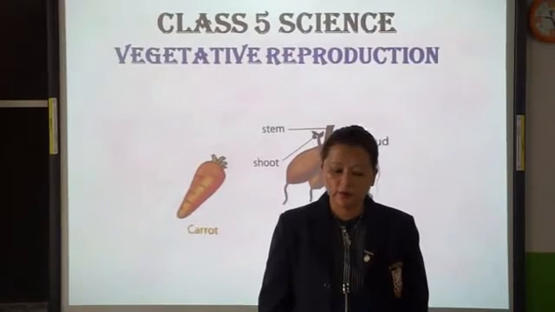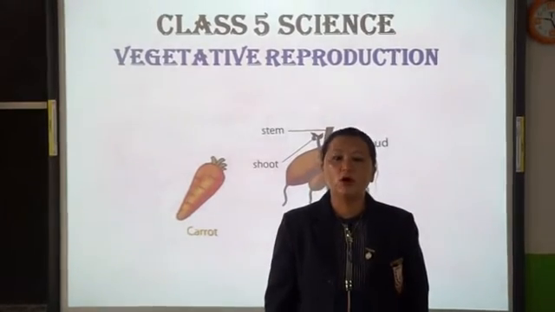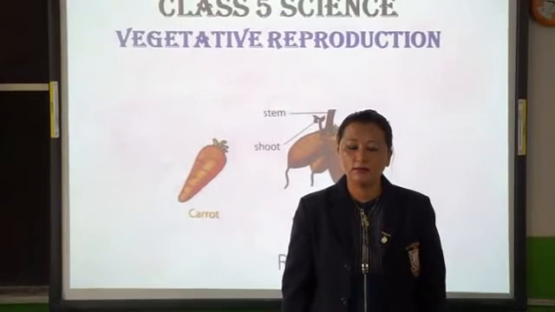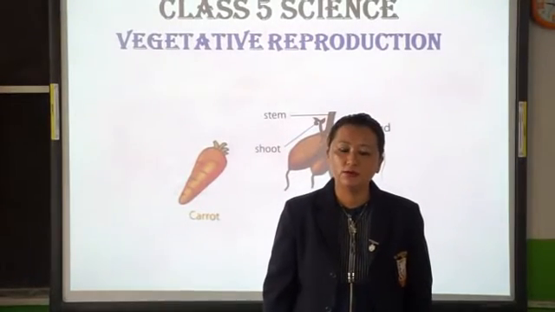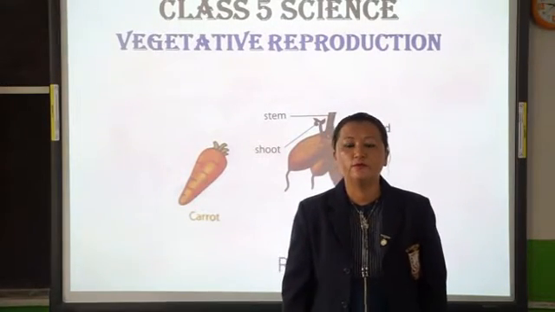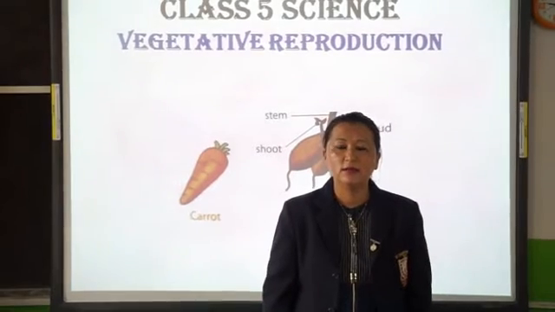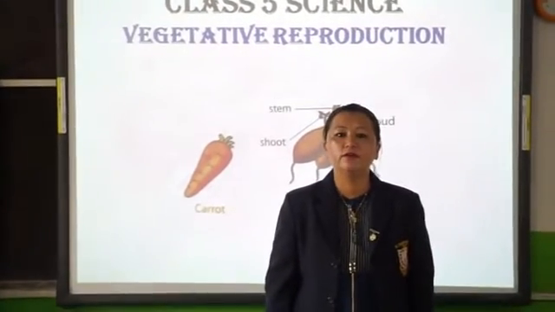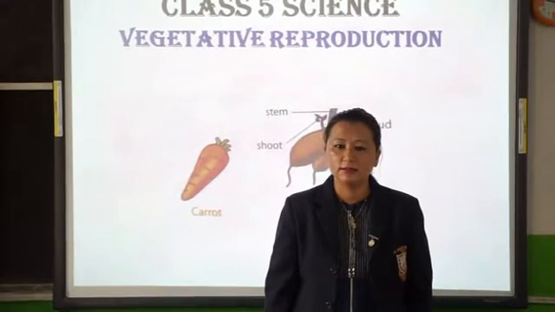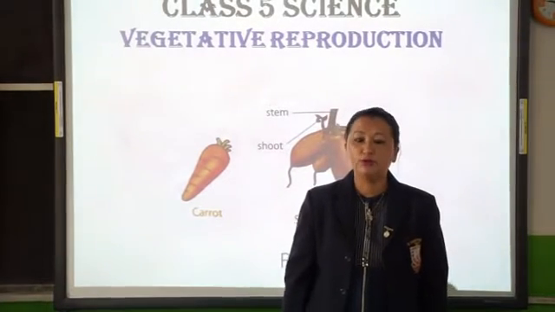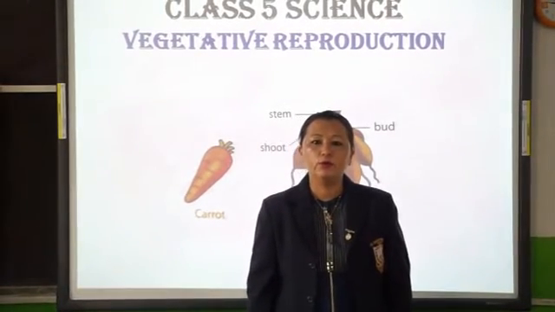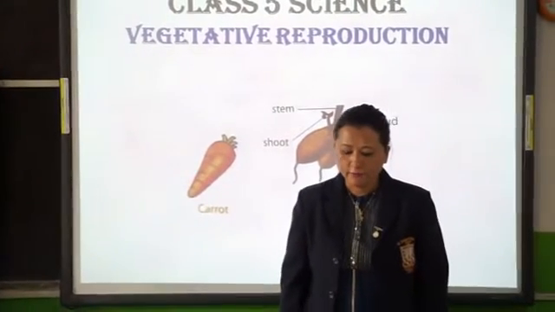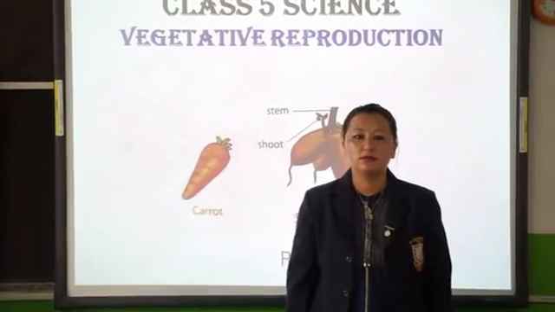Now, in the previous class, we studied all about sexual reproduction in plants: fertilization, formation of fruit and seeds, germination, and agents of dispersal of seeds. So in today's class, we will be focusing completely on vegetative reproduction.